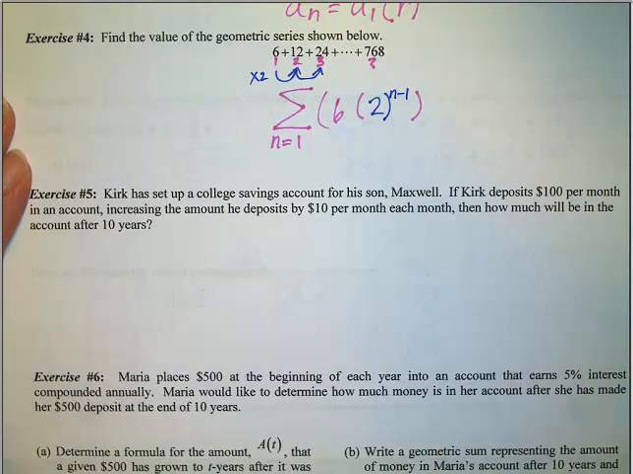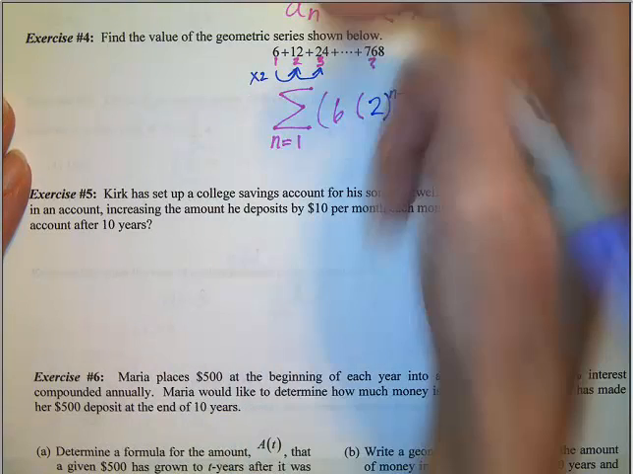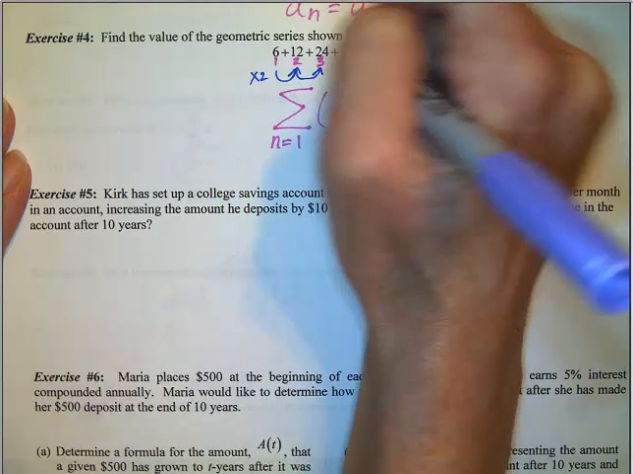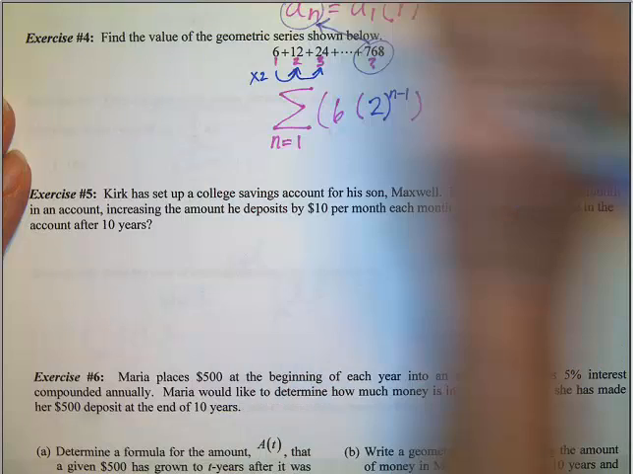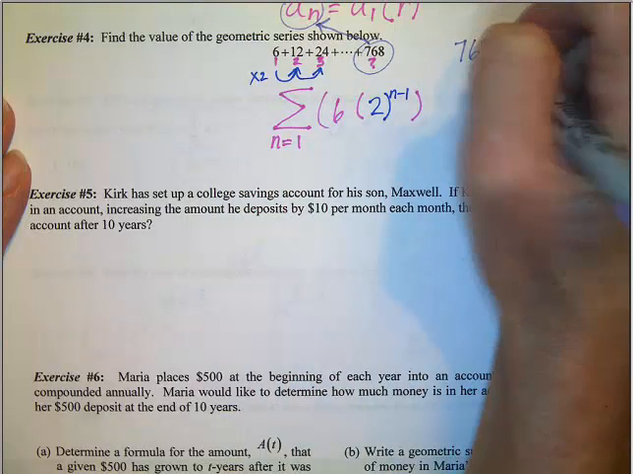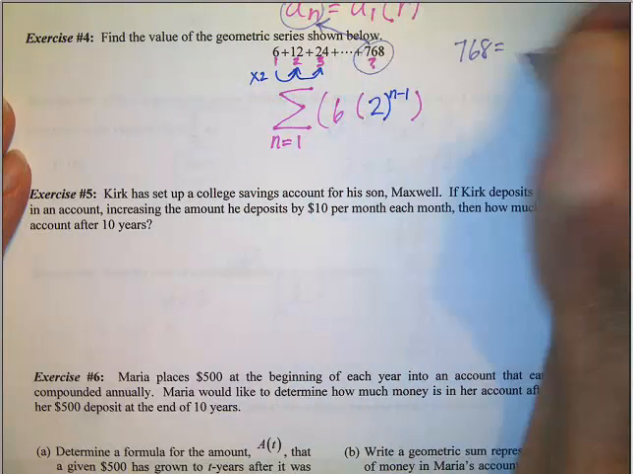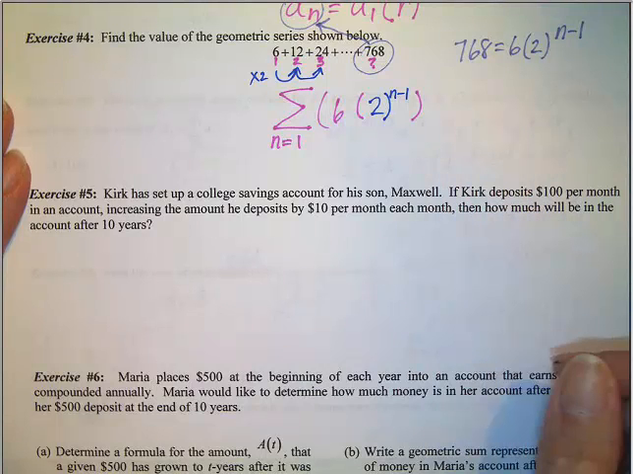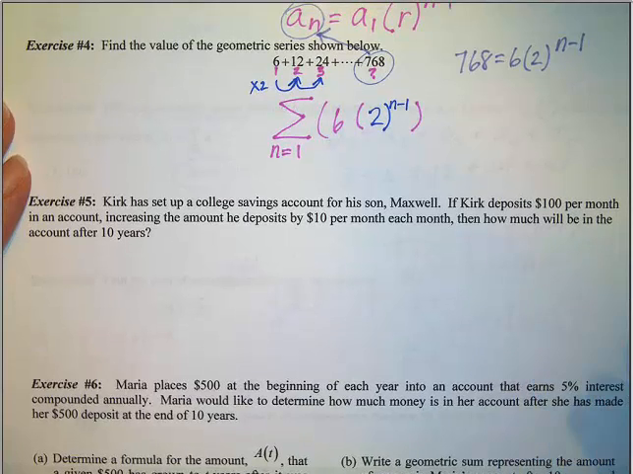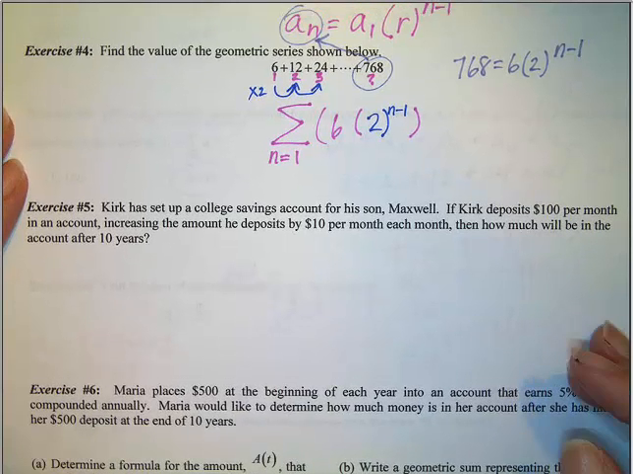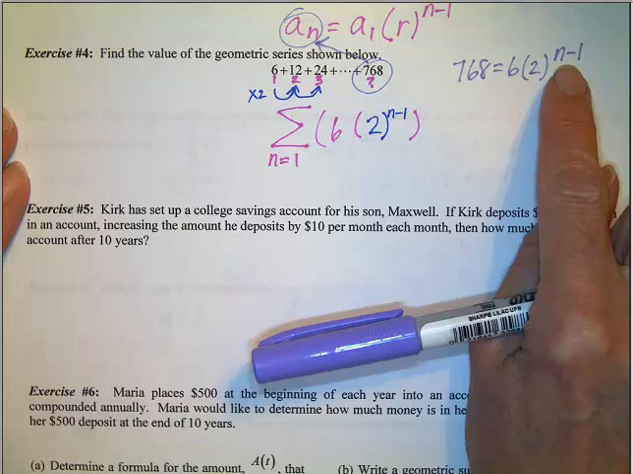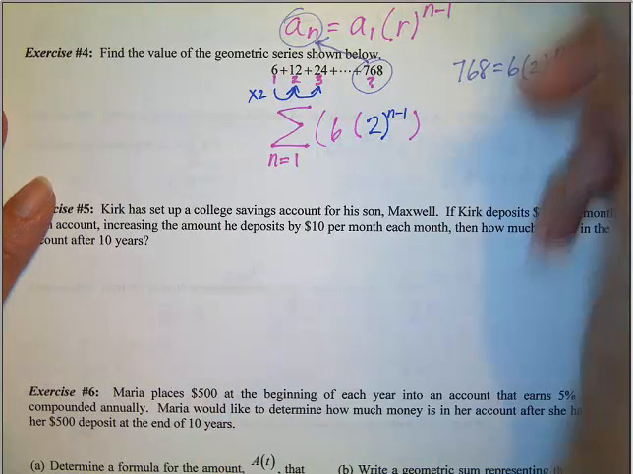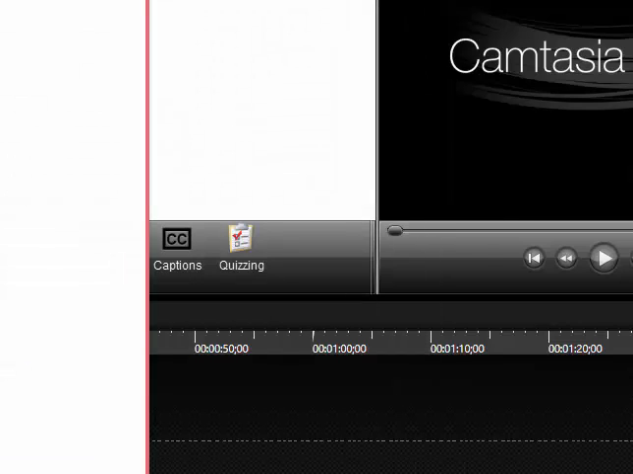Now I have to find out what term 768 is. I know the value, so 768 goes here for this whole thing. So 768 equals a sub 1 was 6 times 2 to the n minus 1. Well, Mrs. Ferletti, that looks just like what we did in our last unit. Correct. This is an exponential equation. So I have to get this in base form. So I'm going to divide by 6 first.